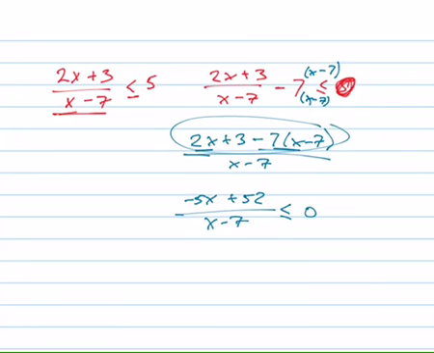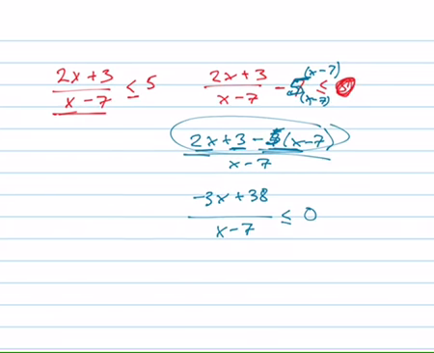Where's the 5 again? Oh, how did I turn that into 7? I wrote 7. That should have been 5. Oh, sorry. Thanks for pointing that out. So that's 5 right there, not 7. So my bad. This should be negative 3x. 35 plus 3 is 38, all over x minus 7.